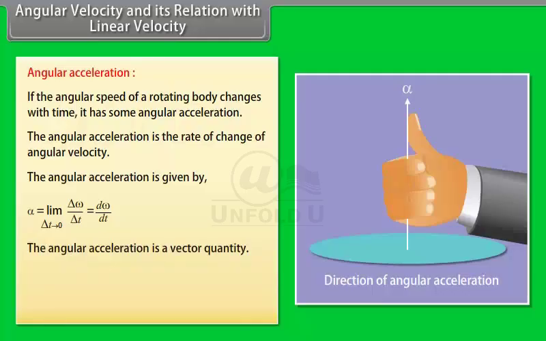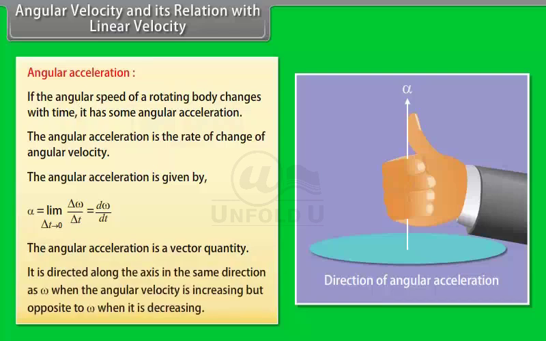The angular acceleration is a vector quantity. It is directed along the axis in the same direction as omega when the angular velocity is increasing, but opposite to omega when it is decreasing.